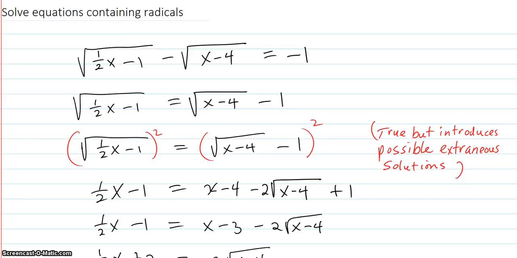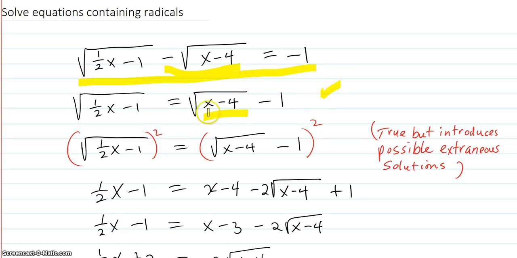Alright, solve equations containing radicals. So here's your equation. First thing you want to do is isolate the radicals on opposite sides of the equation. So we're going to add square root of x minus 4 to both sides. That knocks it off of this side and moves it over to the right side of the equation. That's all that happened on that step.